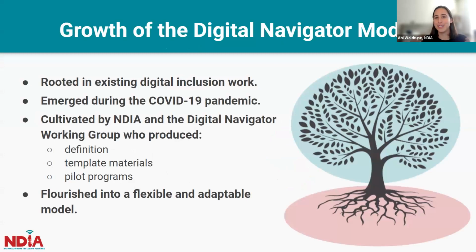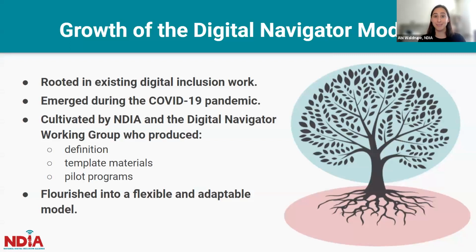If we're using this metaphor of a tree to illuminate how we talk about digital navigators, imagine the roots under the ground to be all of that existing digital inclusion work that had been going on in so many different ways and so many excellent programs for a long time, but they reached the surface level when those programs needed to change due to the pandemic. So what emerged from that was a need for one-on-one, ongoing, holistic digital inclusion assistance that was cultivated by NDIA and our Digital Navigator Working Group.